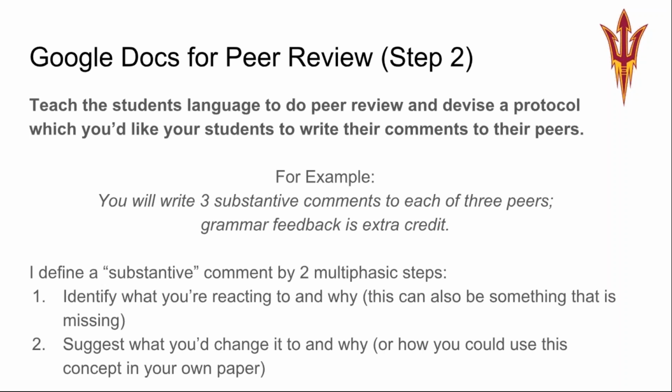The most important thing here, I think Keith Foltz would say, is teach the students language to do the peer review and to give them clear instructions. I define a substantive comment by 2 multiphasic steps. First, you're going to identify what you're reacting to, so that's the chunk of text that you highlight. And then you're going to say, I'm reacting to this because blah, blah, blah. And then the second sentence is usually, I would change it to, okay, this is the little prompt that I give them. I would change it to this, blah, blah, blah, because blah, blah, blah. So we're giving them both the genre of peer review and the language to do peer review.